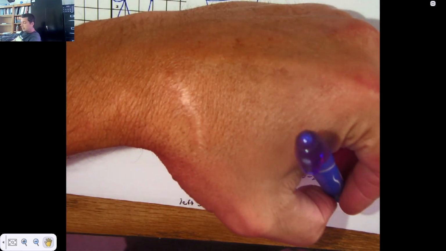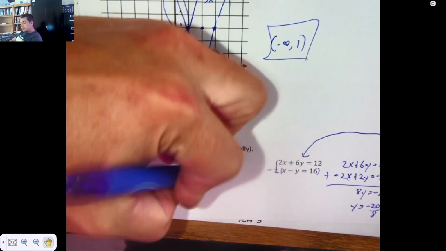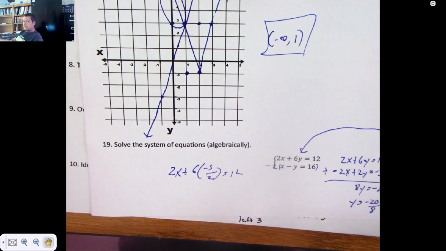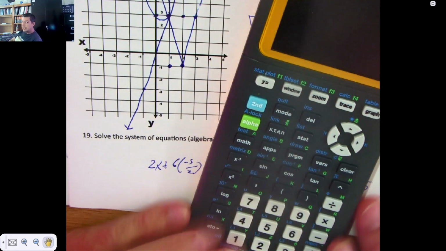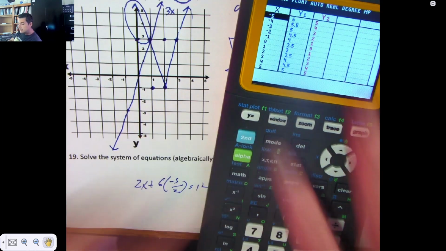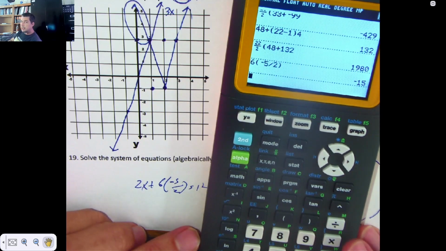I plug it in. And you can pick either equation you want. I mean, you have access to a calculator, so I don't understand the issue. If you don't know what -5/2 times 6 is, I hate having to remind kids they can do this, but you can go to your calculator. You can type 6 times a -5/2, and by God, it's 15.